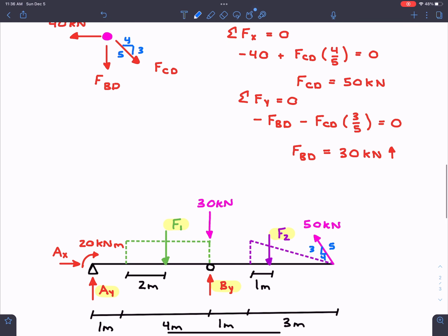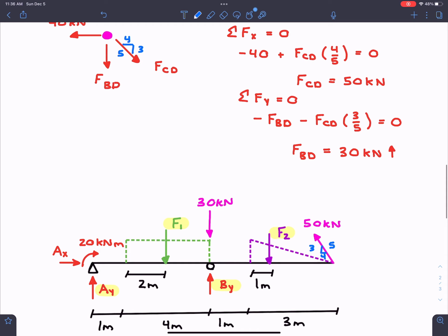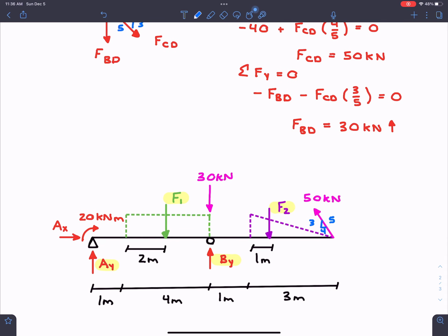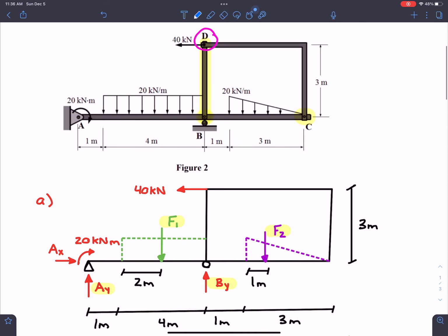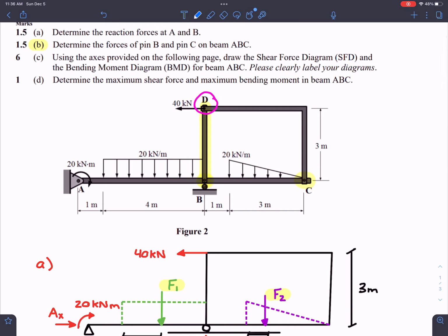This is why it's important to know these steps, because if we didn't know that 30 kilonewtons or that 50 kilonewtons, we'd have a really bad time, because the next question is to draw the shear force diagram and the bending moment diagram. It also says, please clearly label your diagrams. What it means by that is that you have to label the values. You'll see a lot of students at the end of an exam rushing, and they'll just draw a curve. They won't put any values or anything like that.